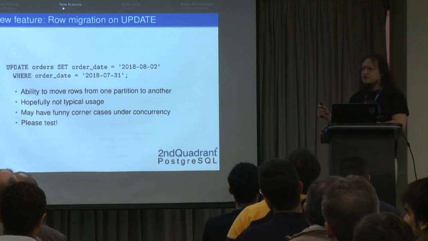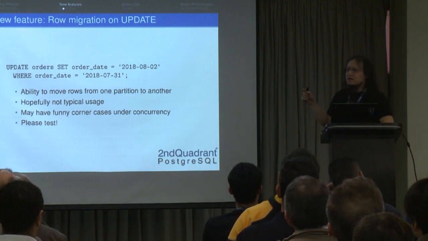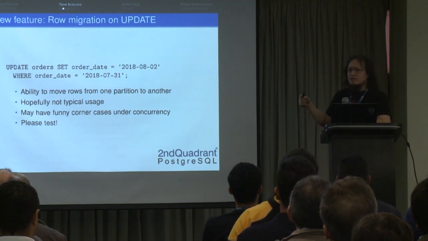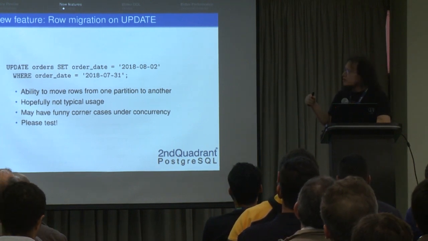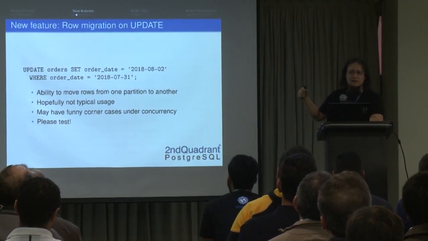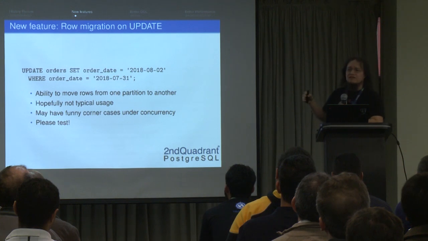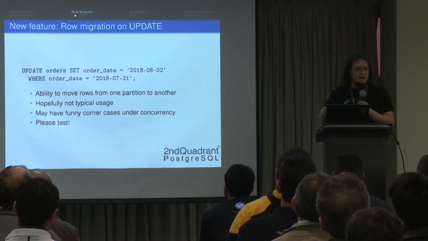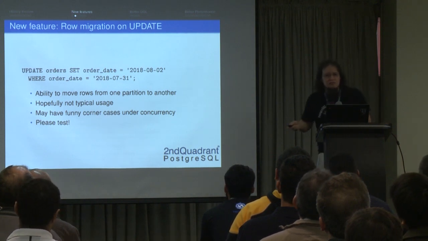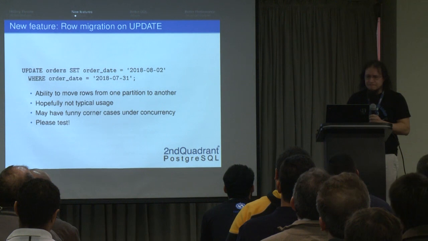And another thing you should consider is what happens if you have some process deleting tuples and another process doing this funny row migration thing. Does it work correctly? Well, we have tested it in the cases that have occurred to us, and it seems to work fine. But it might fail. We don't know. So please go ahead and try it out.